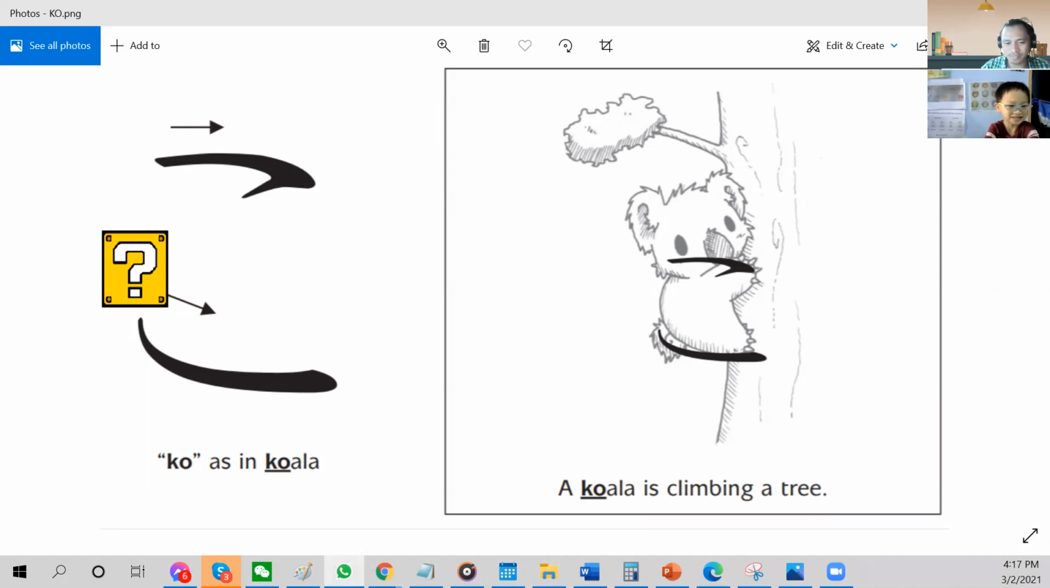Can you say for this one? Okay, ko. Can you say ko? Ko. Just only circle. Okay. So we have ichi, then ni. Can you write now? Ichi. Okay, and then ni. Perfect.